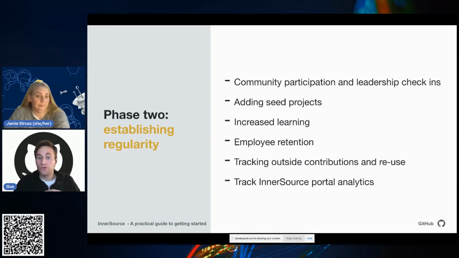So phase 2, this is looking at establishing regularity. So this is looking at our community participation. Is it where we want it to be? And encouraging leadership check-ins, making sure it's a regular cadence and happening as regularly as you want it to. And that again is an indication that things are going in the right direction.